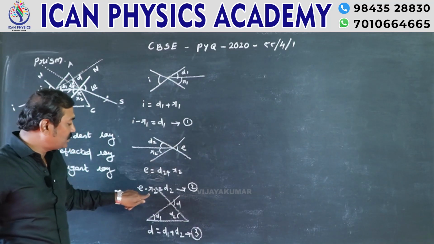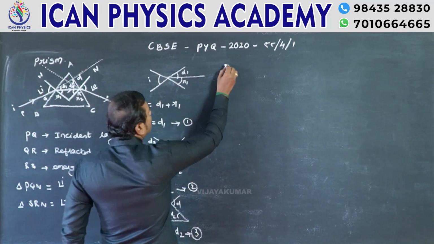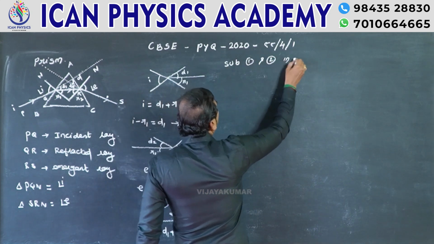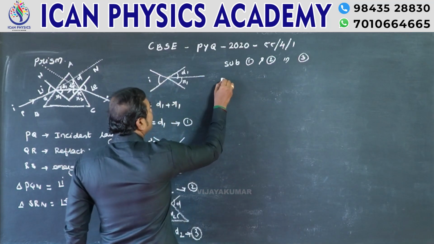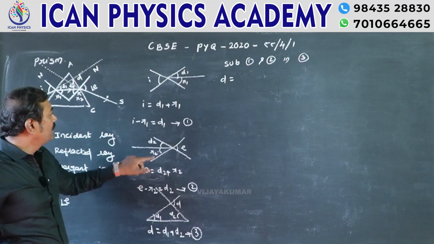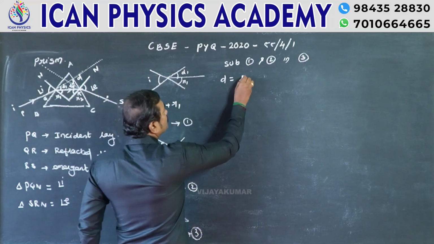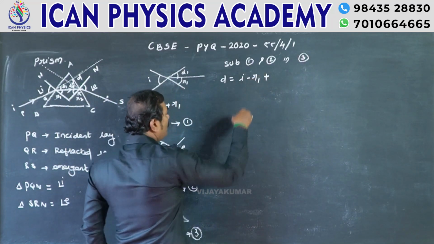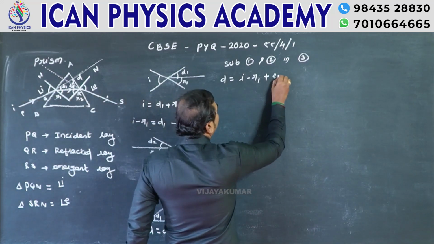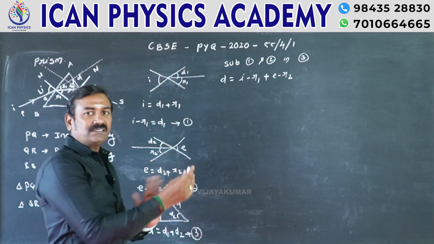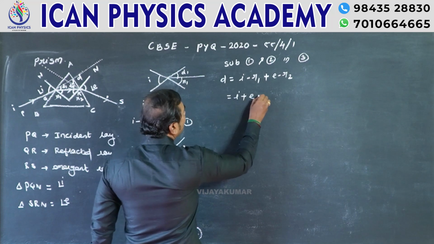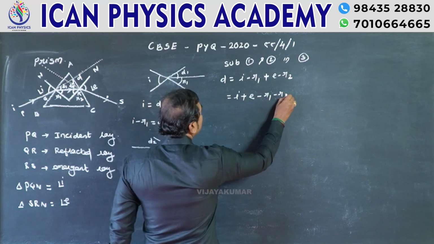Now substitute 1 and 2 in 3. So that we can get D equals D1. What is the value of D1? I minus R1. Plus D2, which is E minus R2. Now we can modify the formula. How can we modify the formula? I plus E minus R1 minus R2.